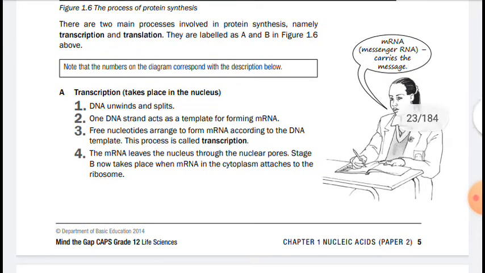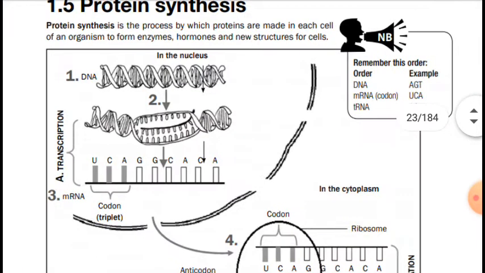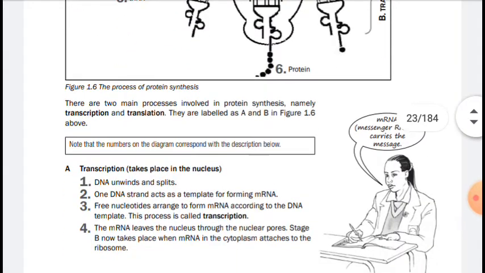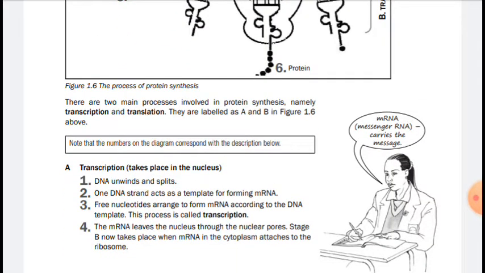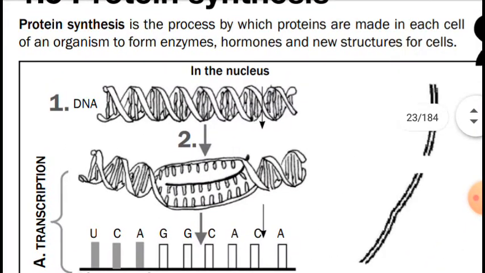So let's take the transcription process and see what happens first. As you can see on the chart, step 1 says the DNA unwinds and splits. As you look at the picture, it is in the shape of a double helix structure. Whenever they ask you about the DNA structure, you have to know that it is a double helix structure.